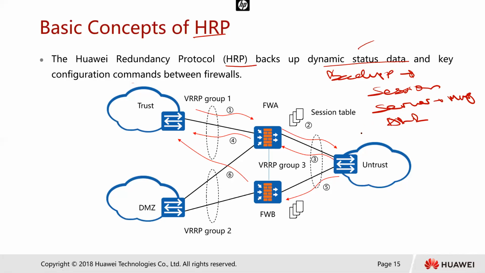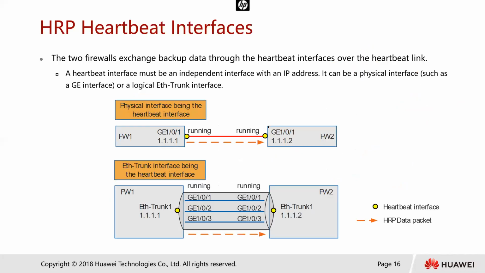The direction: usually the firewall with the active VGMP group backs up the required data to the peer. If this guy is the one in active mode, he's the one backing up to the peer. That is the direction. The channel: the ports that directly interconnect the two firewalls are used as the backup channel. These ports are used as the backup channel, which is also called the heartbeat link. The VGMP uses this channel for communication. This is our channel, what we are calling the heartbeat link.